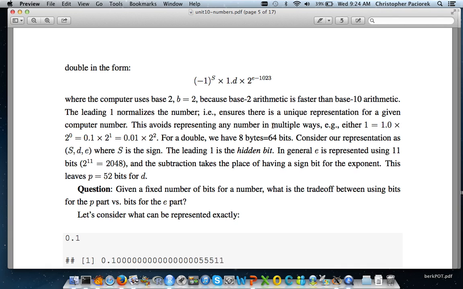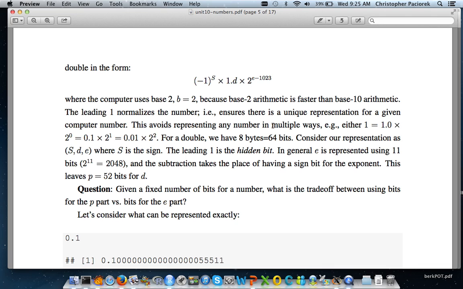Okay, so the question is, what's the trade-off between that allocation of doing 52 bits here and 11 bits there versus more than 52 here and fewer than 11 there, or fewer than 52 here and more than 11 there? What's the benefit if I have more than 52 bits for D? Yeah. You have higher precision, or like within a scaled number that you have a greater set of numbers that can be represented. Right, so I have more digits.